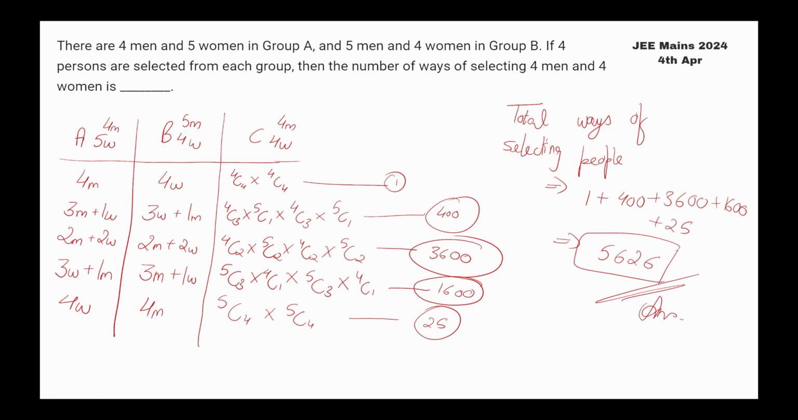So I hope you must have understood this question. Again, we had to form a lot of cases. Generally, whenever you are given questions of selecting people or picking up people, what you do is you try to form cases that are possible and then calculate all the possible arrangements in that case and then try to solve your answer.